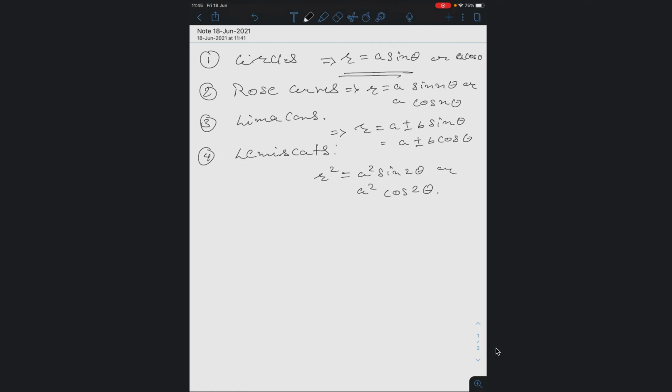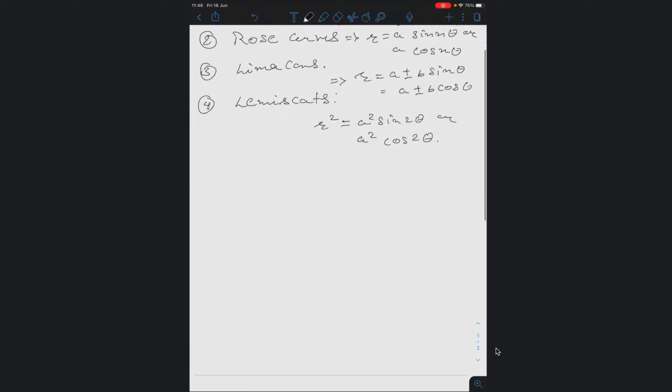Rose curves will be like r = a sin nθ or a cos nθ. Limaçons will be like r = a ± b sin θ or a ± b cos θ. Lemniscates will be like r² = a² sin 2θ, or it can be a² cos 2θ. Okay, so let us see how we will draw these.